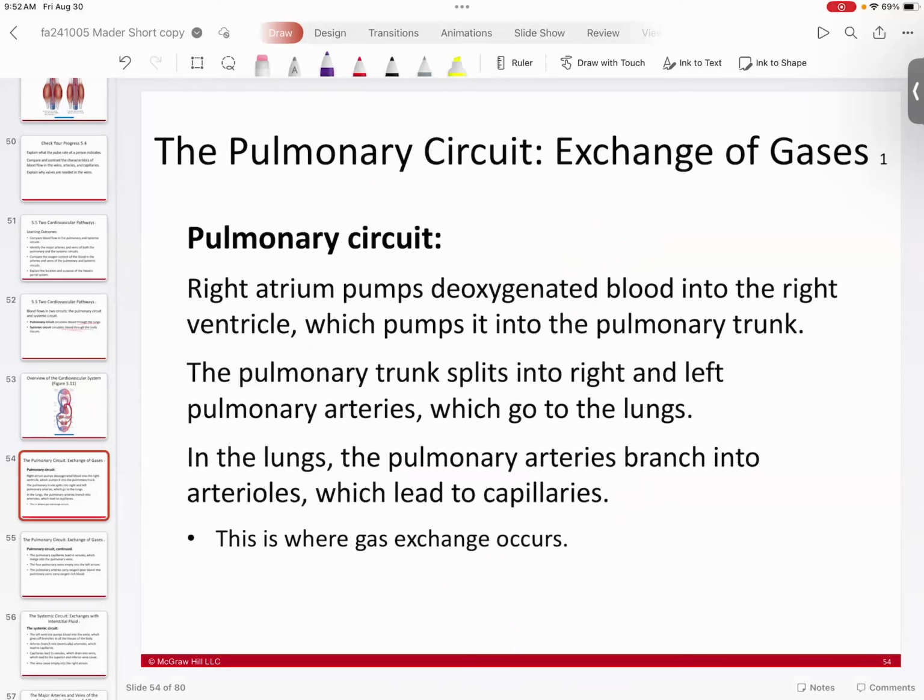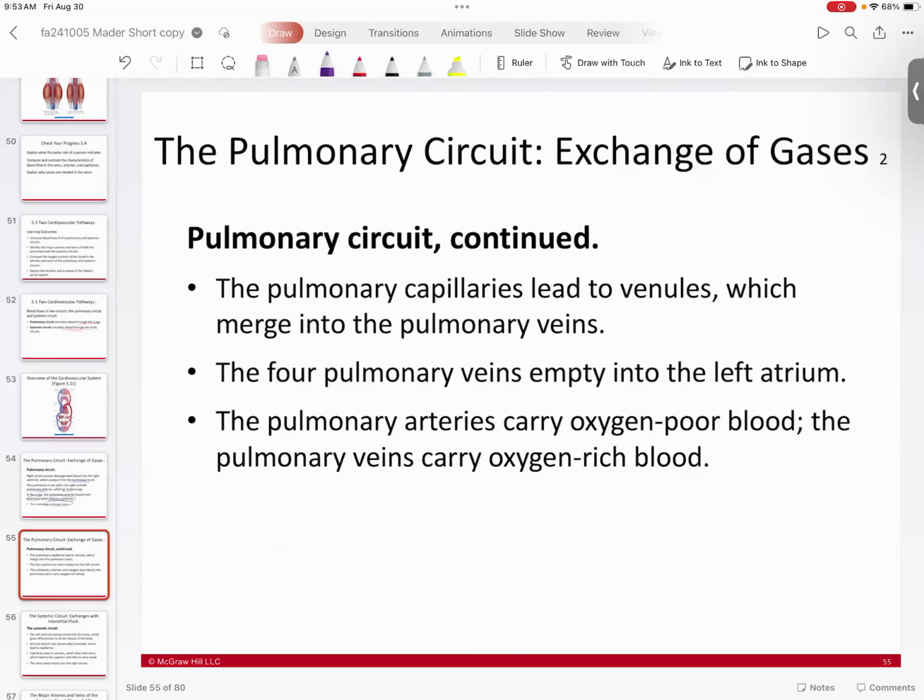The right atrium is going to pump deoxygenated blood into the right ventricle, which is then going to pump that into the pulmonary trunk for delivery to the lungs. The pulmonary trunk splits into the two pulmonary arteries, which go to the lungs. In the lungs, the pulmonary arteries branch into arterioles, and then they go into the pulmonary capillaries where you get gas exchange. You're dropping off CO2 and picking up oxygen. The reason I'm going so fast is because we've already talked through this process a couple of times at this point in the chapter.